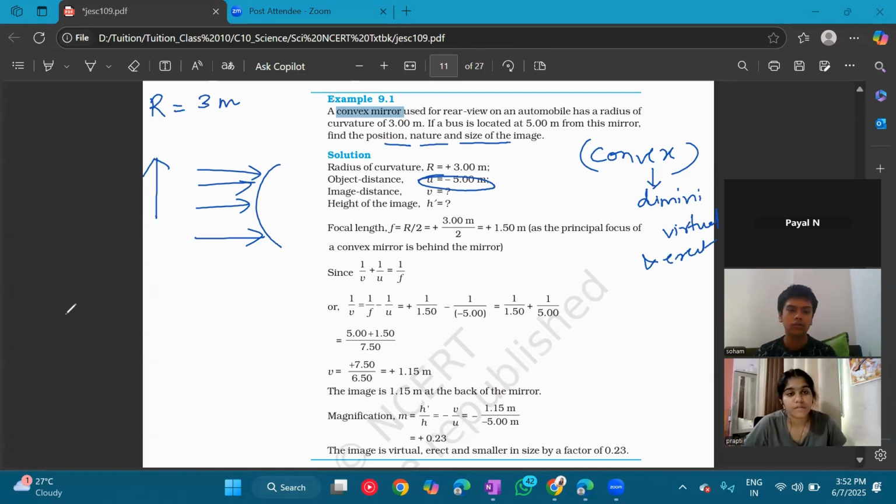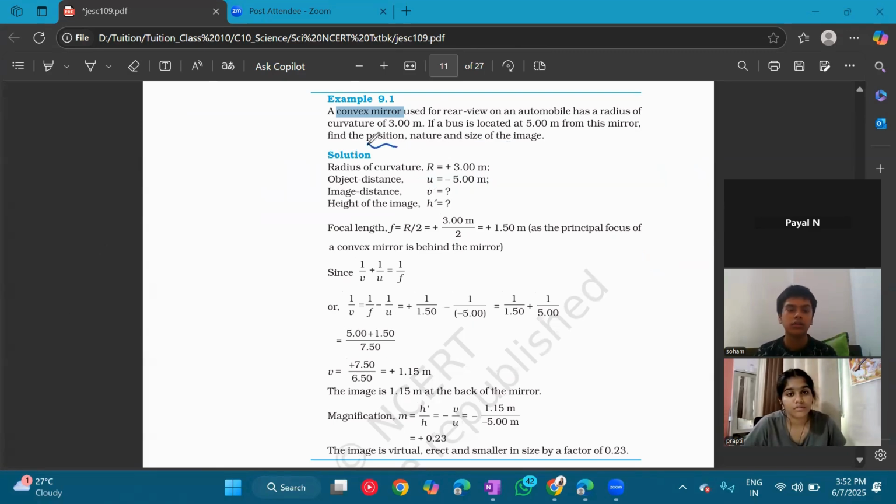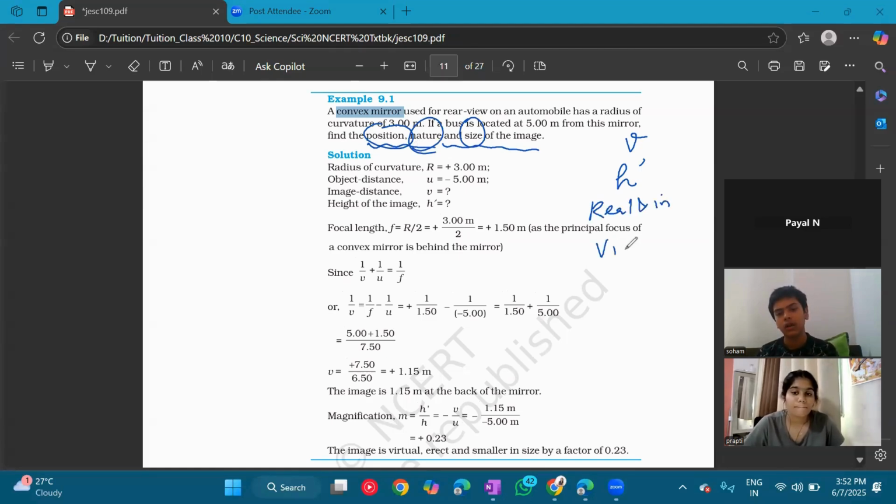What is the position, nature? So देखो इसमें 3 questions पूछे हैं, तो तीनों के आंसर्स तुम्हें अलग अलग लिखने, बिकॉज देयर विल बी मार्क्स अलॉटेड फॉर ऑल द 3 वैल्यूज. फॉलो. सो फाइंड द पोजीशन मतलब क्या? यू हैव टू फाइंड आउट v. नेचर एंड द साइज ऑफ द इमेज. साइज का मतलब उसकी हाइट, h डैश. एंड नेचर का मतलब क्या? इज इट रियल एंड इन्वर्टेड, और इज इट वर्चुअल एंड इरेक्ट.